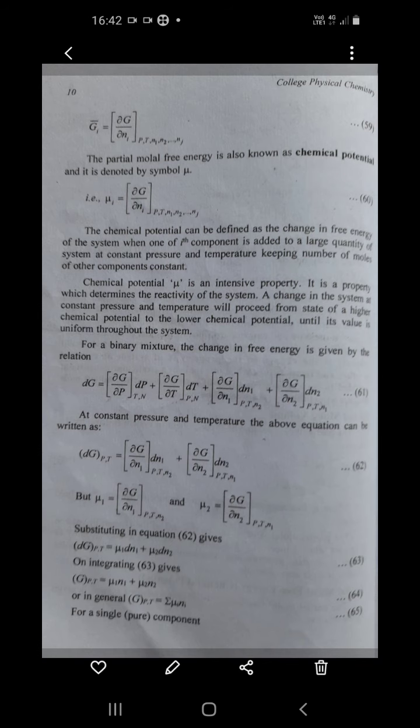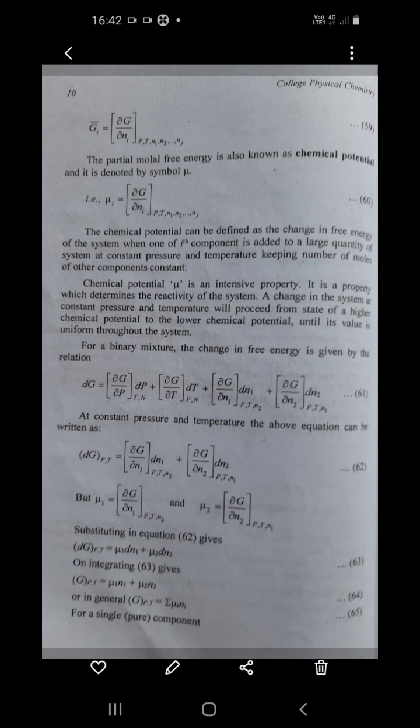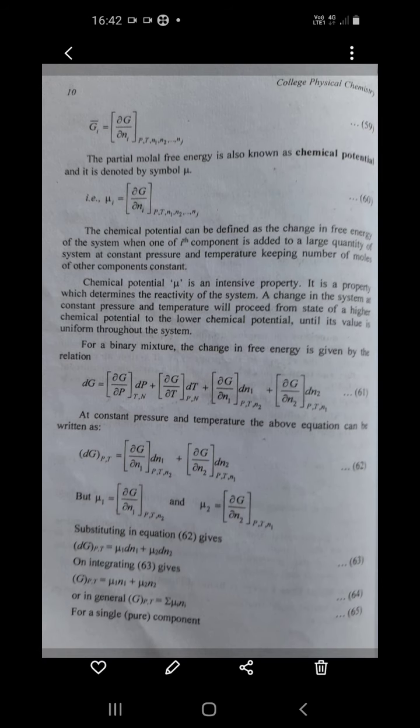So at constant pressure and temperature, the above equation can be written as, whatever the number of moles you have, you have to write the same for that many moles. So dG at constant pressure and temperature is equal to (∂G/∂N1) dN1 at constant P, T, N2, plus (∂G/∂N2) dN2 at constant pressure, temperature and N1. Okay, so we get equation number 62.